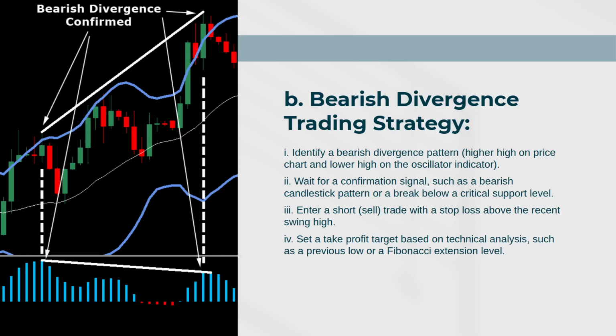Bearish divergence trading strategy. Identify a bearish divergence pattern, higher high on price chart and lower high on the oscillator indicator. Wait for a confirmation signal, such as a bearish candlestick pattern or a break below a critical support level. Enter a short sell trade with a stop loss above the recent swing high. Set a take-profit target based on technical analysis, such as a previous low or a Fibonacci extension level.